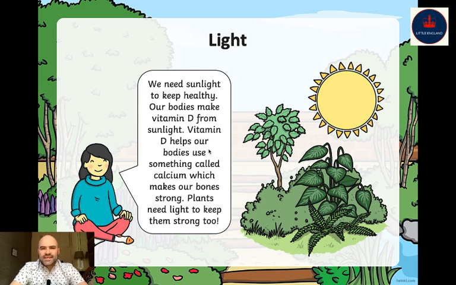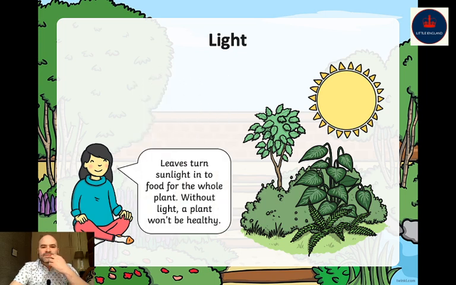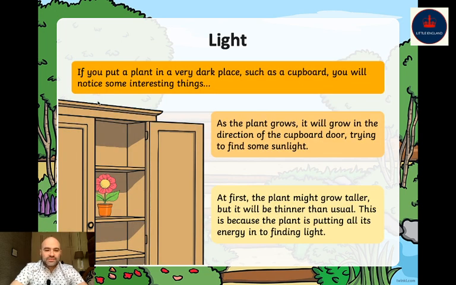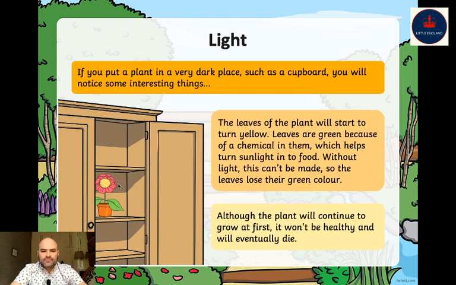Alright, so plants are the same way. They need light. The leaves, we talked about this last week, the leaves on the plant turn sunlight into food for the whole plant. Without light, a plant won't be healthy. Do you see this flower here in the cabinet? The flower will not live in the cabinet because it needs light. Do you see what happens? It stops growing if it doesn't have light, and then it will eventually die.